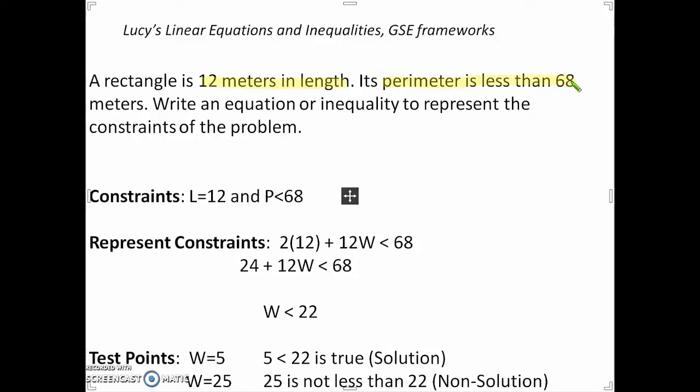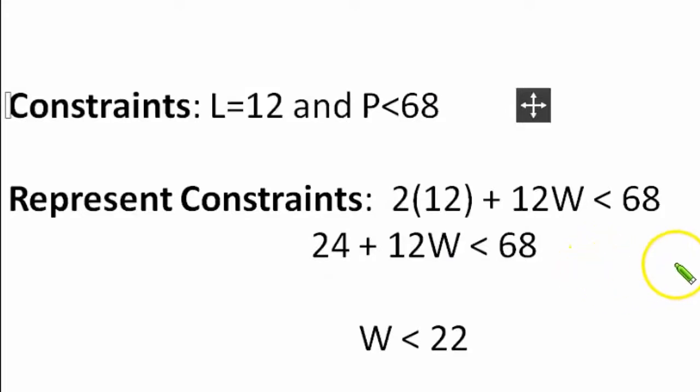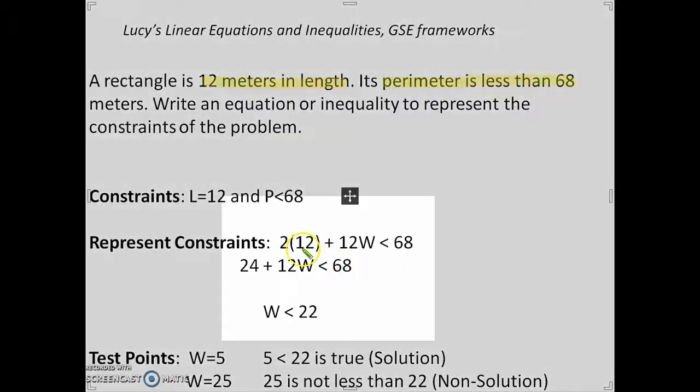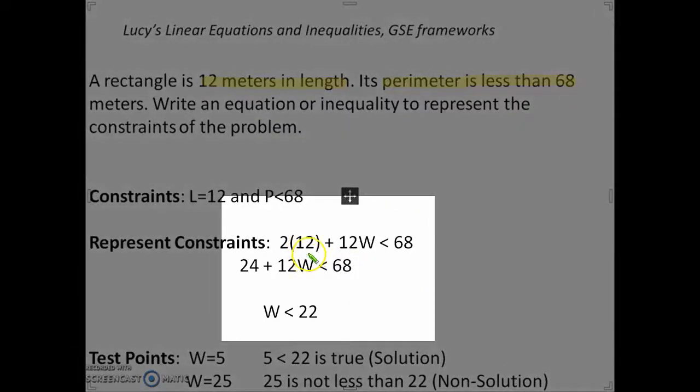The second part of the standard, they'll have to represent these constraints in either an equation or inequality. Being that our perimeter is strictly less than 68 meters instead of equal to, we're going to use an inequality. So here I filled in our constraints, and after I solved for W, I got W is strictly less than 22 meters. So representing our constraints is just putting our constraints into the problem.